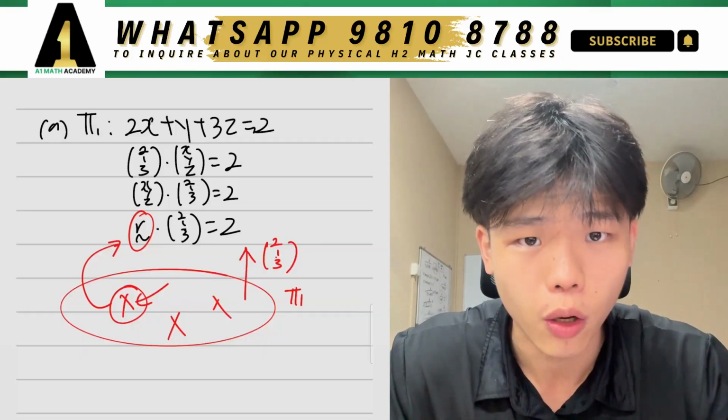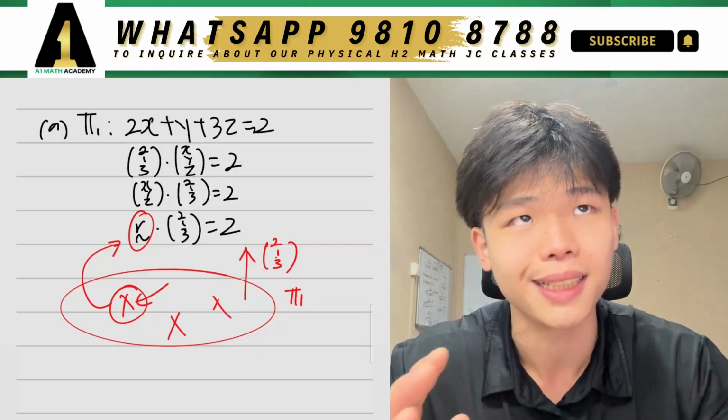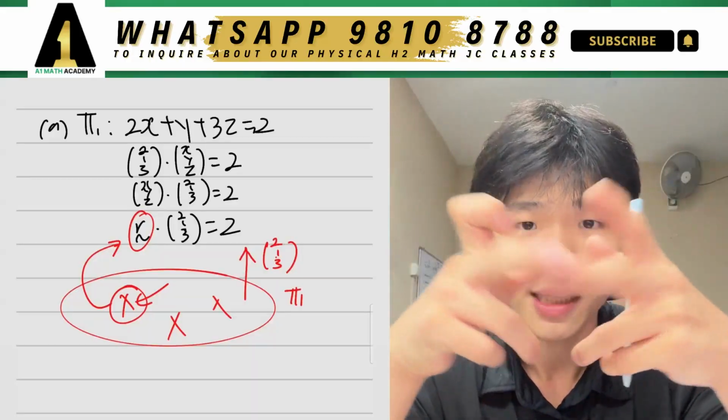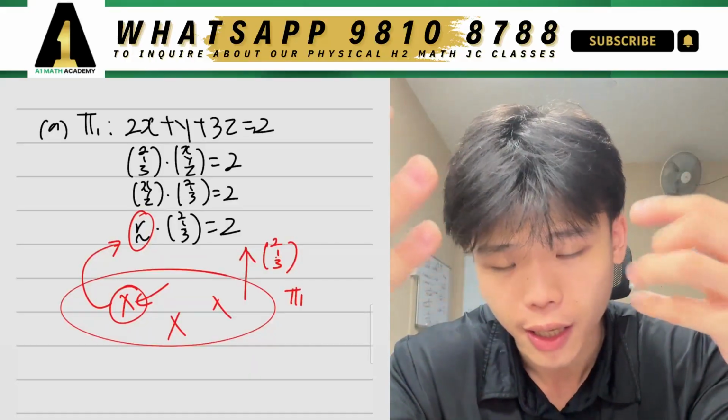The final product will always be 2, because the 2 over here essentially measures how far the plane is away from the origin, right? You can just think of it that way.